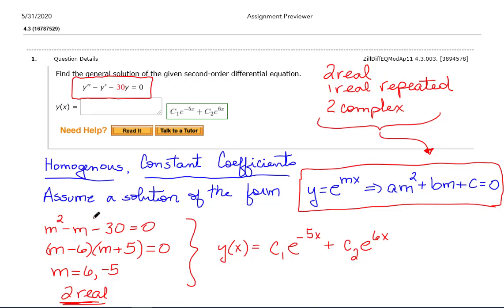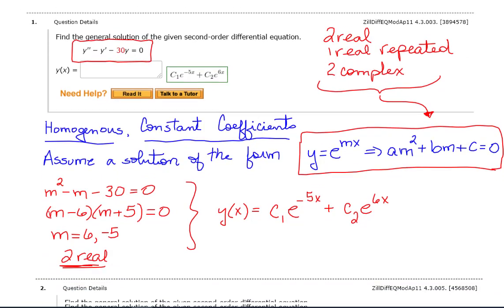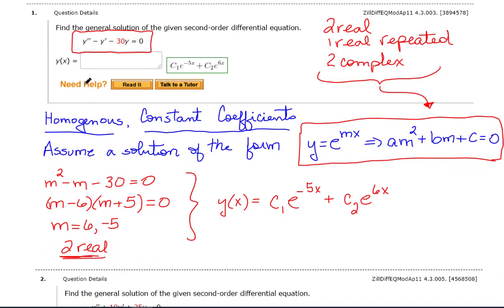So in our first equation here, we do that. So I simply grab m squared minus m minus 30 is 0. And so factor it, and I figure out that m is 6 and minus 5. And so what I get here are two real roots.